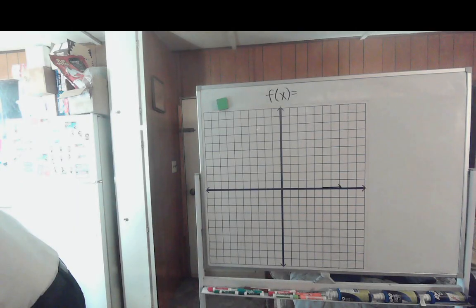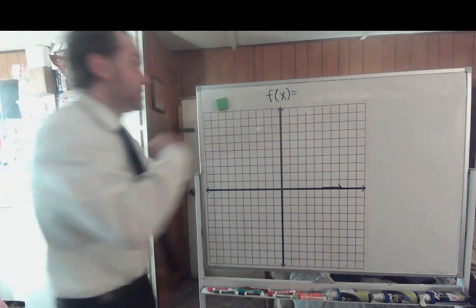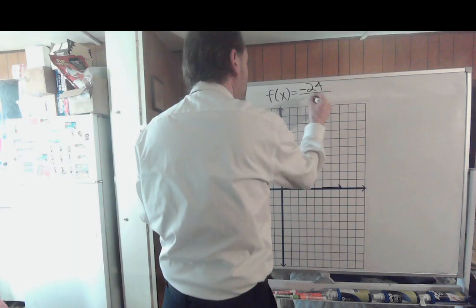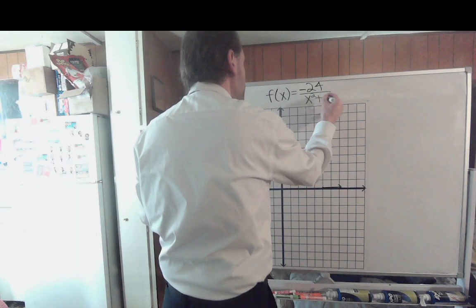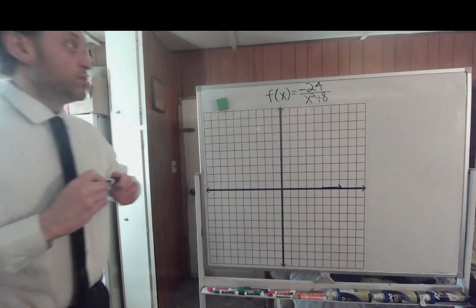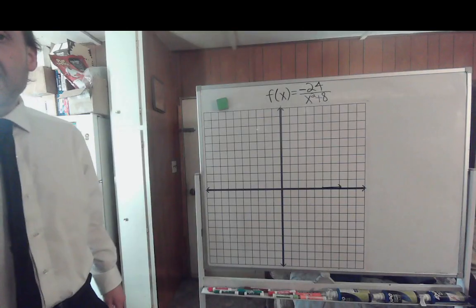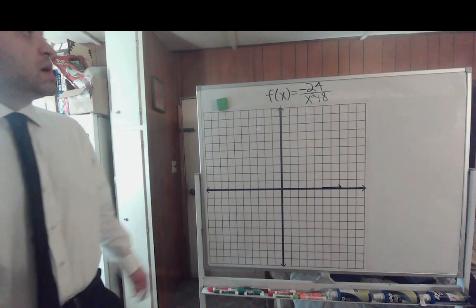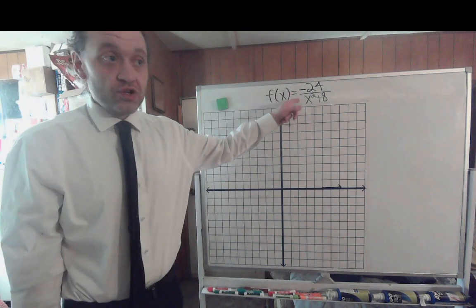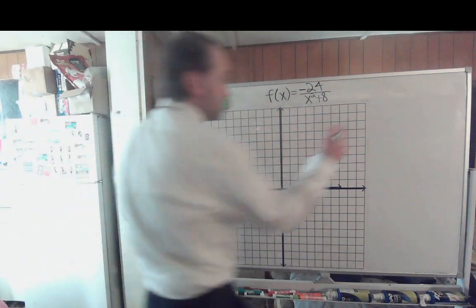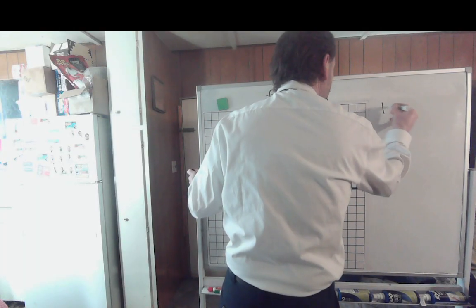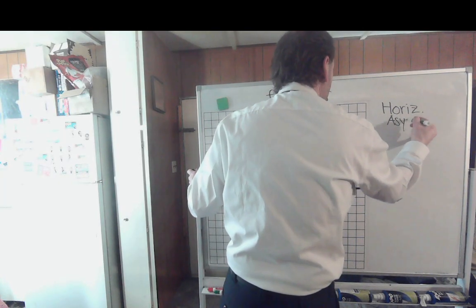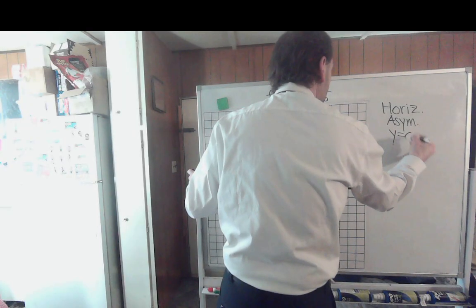Definitely don't want to do that one. Good one. This is a good one to demonstrate here. Negative 24 divided by x squared plus 8. This is a very good one. So negative 24 divided by x squared plus 8. So we have, of course, the degree of the numerator is less than the denominator. So your horizontal asymptote is y equals 0, right? That's by default. You'll have the horizontal asymptote of y equals 0.